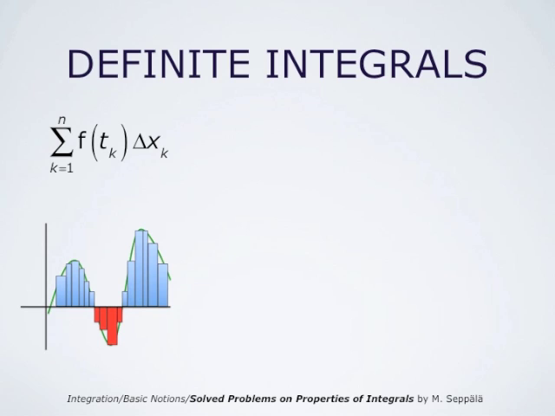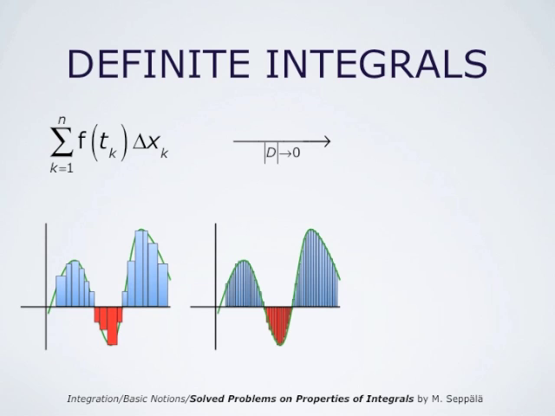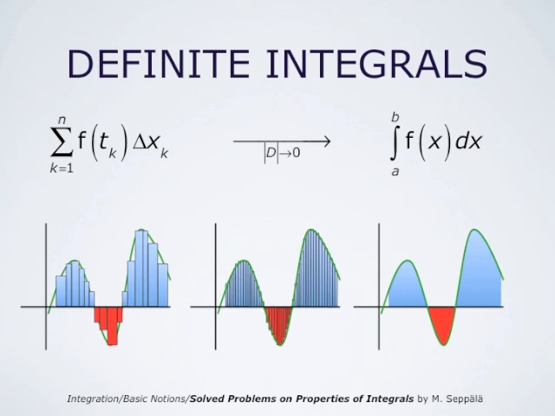This summation, k from 1 to n, f at tk delta of xk, of course depends on the choice of the decomposition of the interval into subintervals and on the choice of the tag points. Then one makes this more precise by letting these decompositions get finer. And as one chooses various decompositions and tag points so that the length of the longest subinterval approaches 0, then at the limit one gets the definite integral from a to b f of x dx.